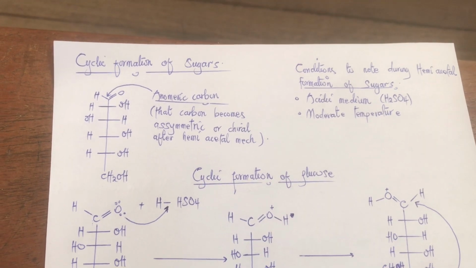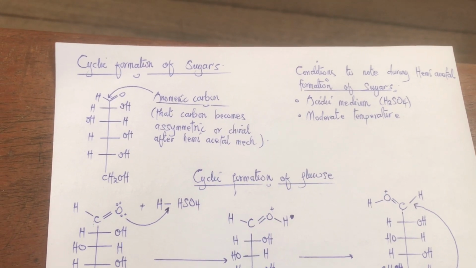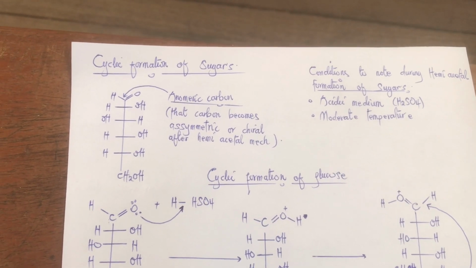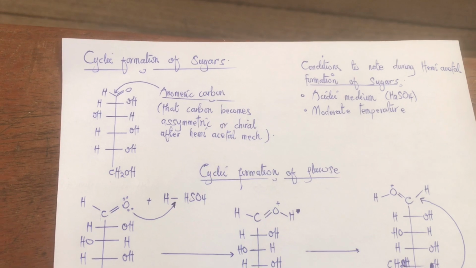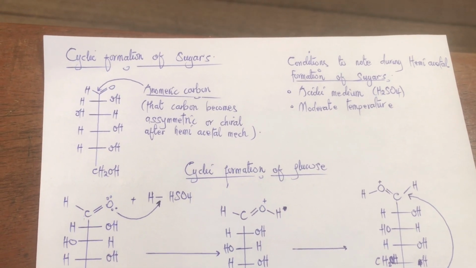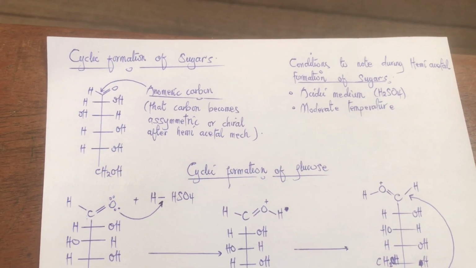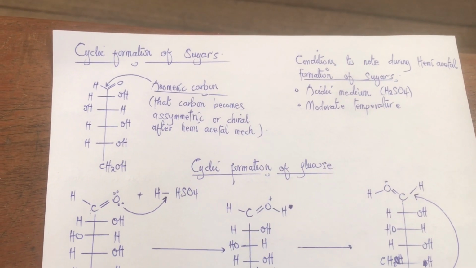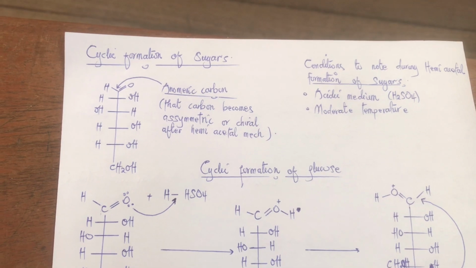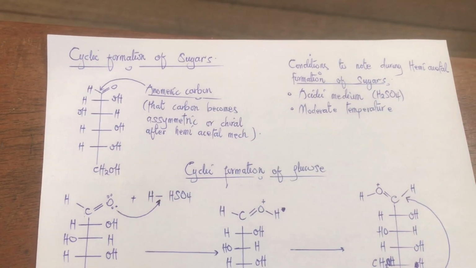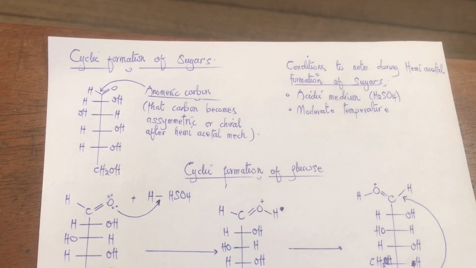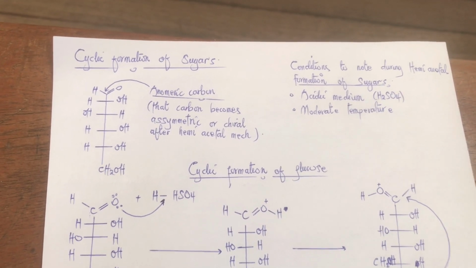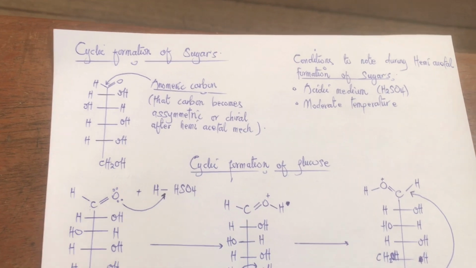This is not an sp3 carbon because it has a double bond to oxygen, and it is not bonded to 4 different atoms or groups of atoms. So this is an anomeric carbon. The reason we call it anomeric is that later you find out this carbon is going to become a chiral center. It's going to form a stereogenic center after the formation of the cyclic sugar. That is why it is called the anomeric carbon. So anomerism is simply the formation of a chiral center after the cyclic form of a compound is formed.